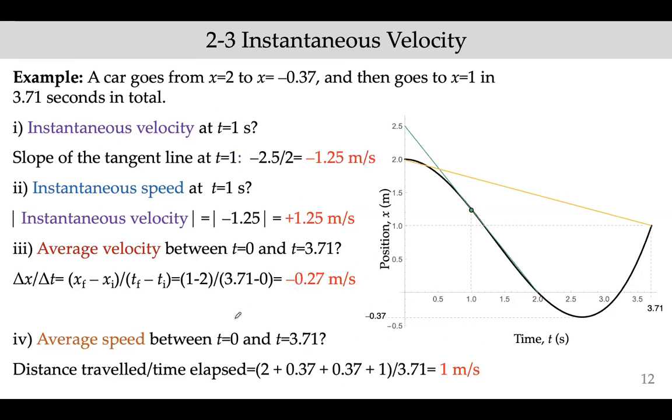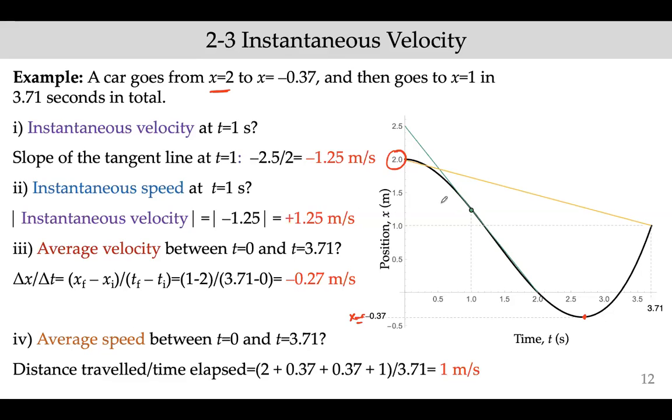Okay, let's do this example. A car starts from x equals 2 meters. You can see it here. This is position again, this is time. It starts from 2 meters. And then it goes to this point, which in terms of position is x equals negative 3.37 meters.